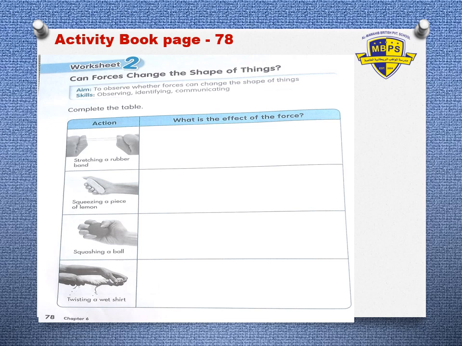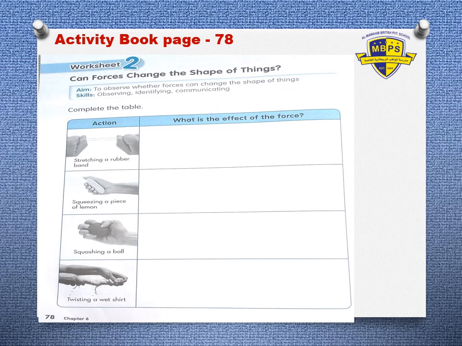So what you have to do in this is observe whether the force can change the shape of things. So you have to observe, identify, and then communicate with each other. As I told you, you can try some things, if you have a rubber band, try to stretch it. What will happen? Which force will you apply? We already did that, right? So you can see here what is written.